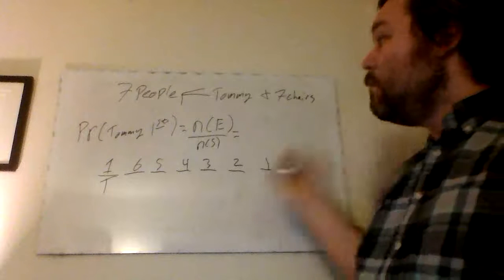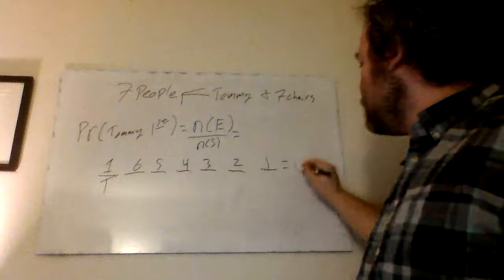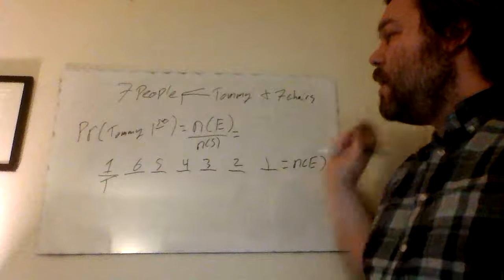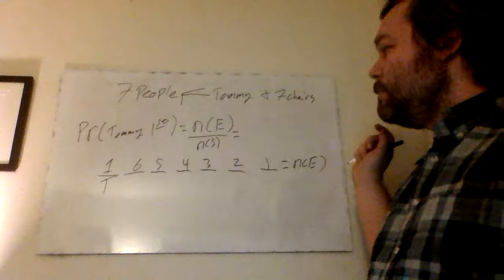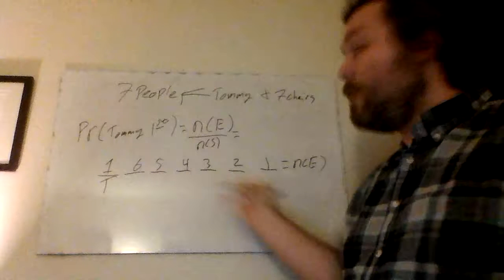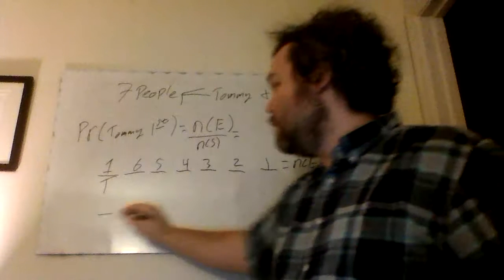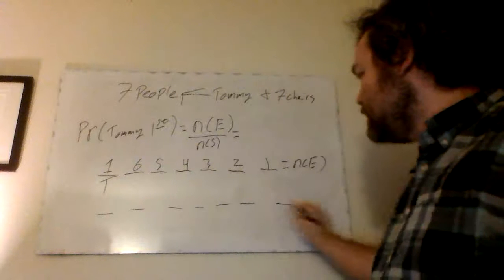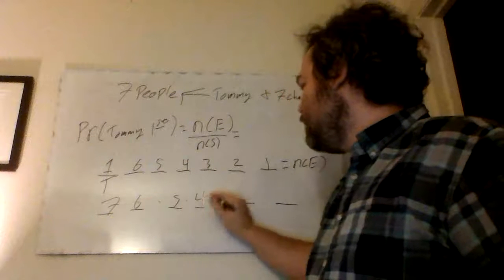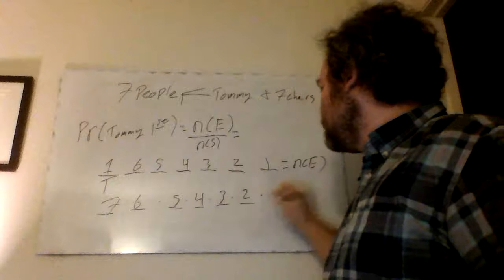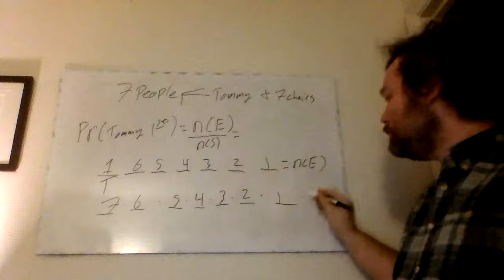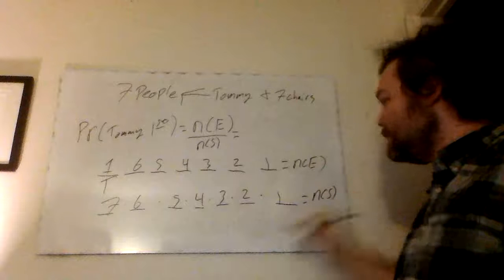Okay? Well, what's the sample space? This is the number of ways the event can occur. What's the number of ways it could happen with no restrictions? Well, that would be 7 factorial, right? 7 times 6 times 5 times 4 times 3 times 2 times 1. This is a permutation. This is the number in the sample space.